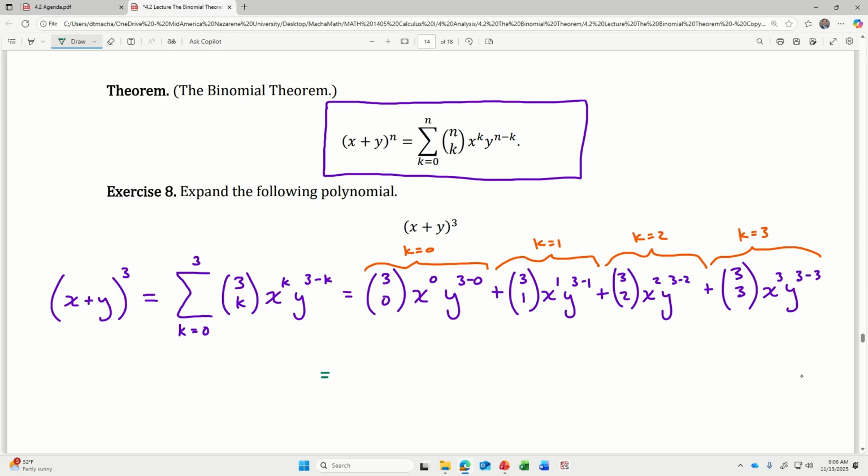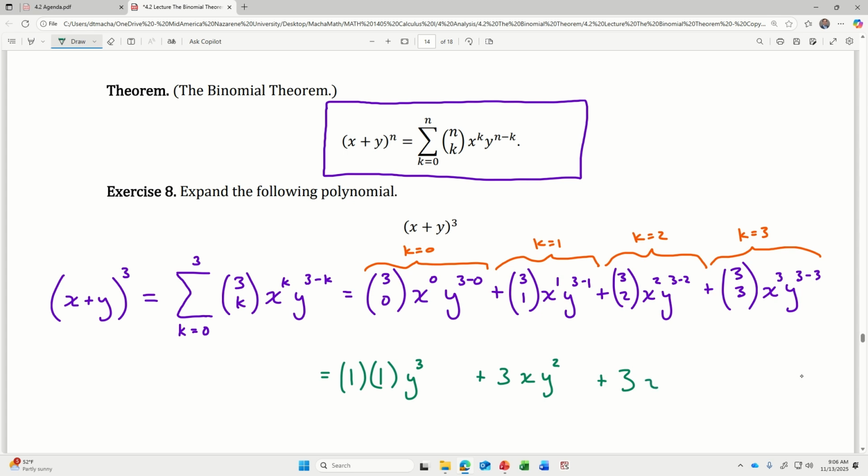How many ways can I choose 0 out of 3? 1. X to the power 0 is 1. 3 minus 0 is 3. Then how many ways can I choose 1 out of 3? 3. And then x to the power 1 is x. And then that's y to the power 3 minus 1. How many ways can I choose 2 out of 3? 3. And you'll notice choosing 2 out of 3 is the same thing as picking 1 out of 3 not to choose. So in other words, it has to be the same as 3 choose 1.